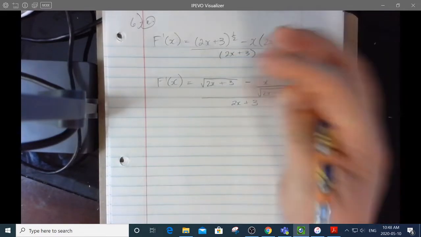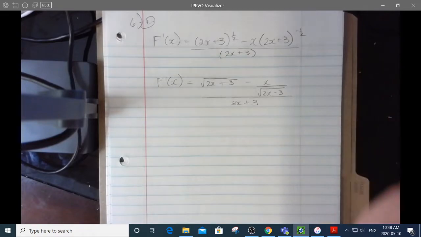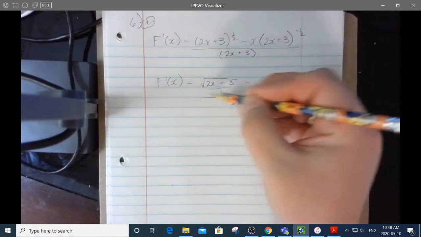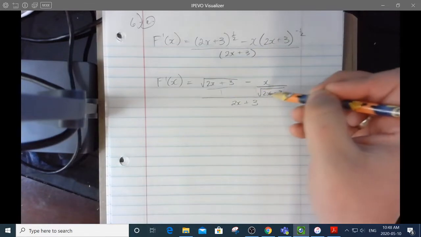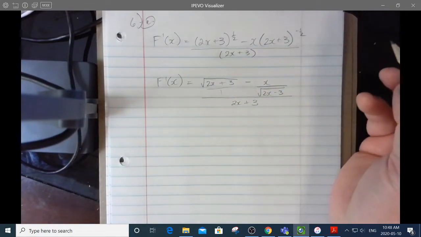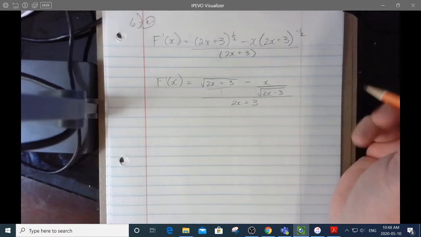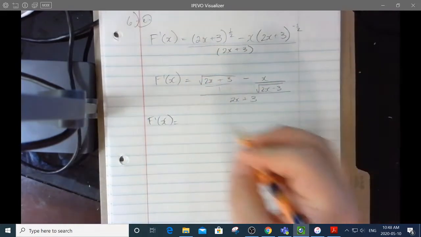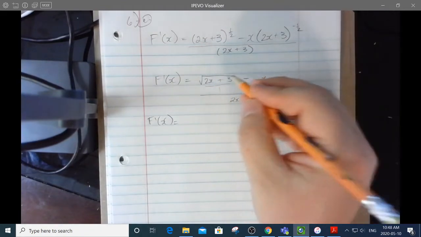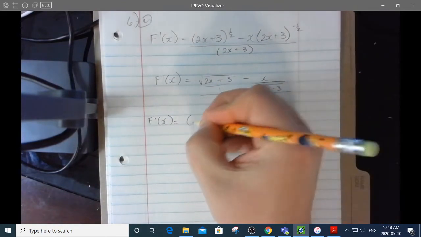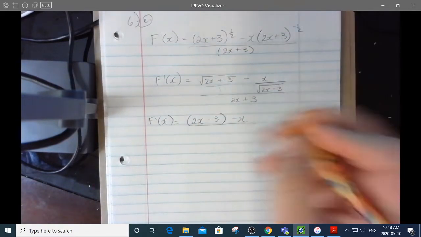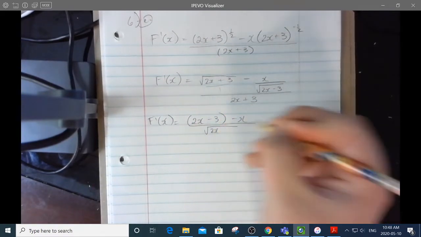And if you get to here, you know what you can do is you can actually times top and bottom of this expression by root 2x minus 3. In other words, find a common denominator, which happens to be root 2x minus 3. So if you do that, remember that 2x minus 3 square rooted and then times itself will be just 2x minus 3. And now I have that as a common denominator.